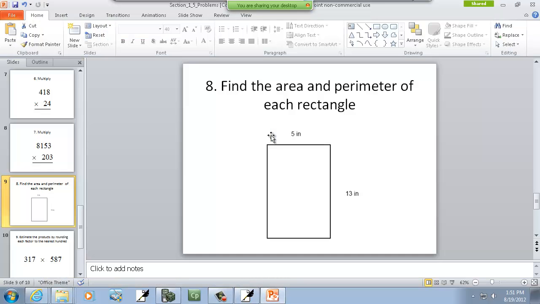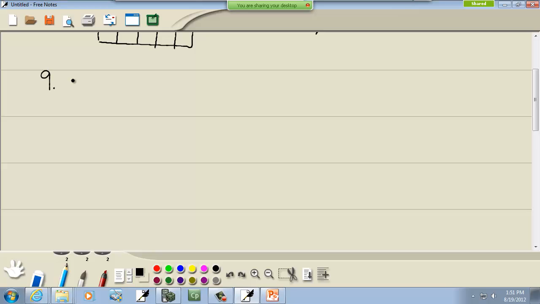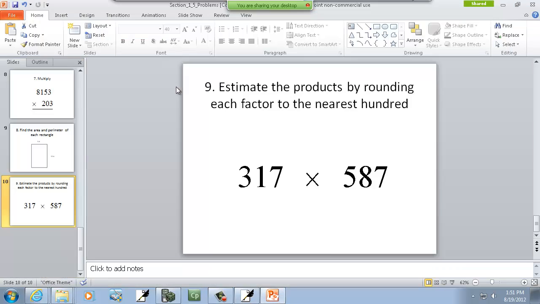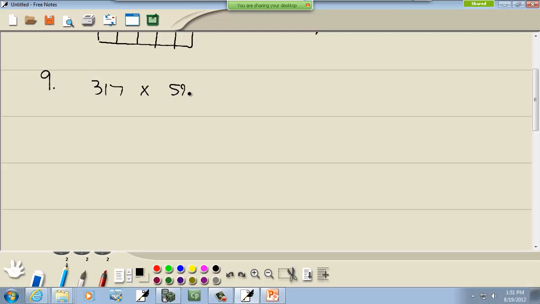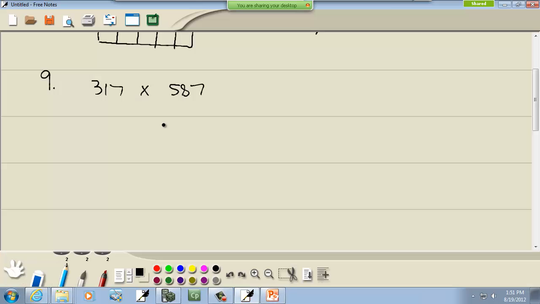Now, last problem revolves around estimating and multiplication. So let's take a look at it. We've got 317 times 587. And it says estimate the products by rounding each factor to the nearest hundred. Well, this is the hundreds place right here. So I look to the digit immediately to the right. It's less than 5, which means I round down, which means the 3 stays as is, and those digits change to zeros. Here, this is our hundreds place, the 5.